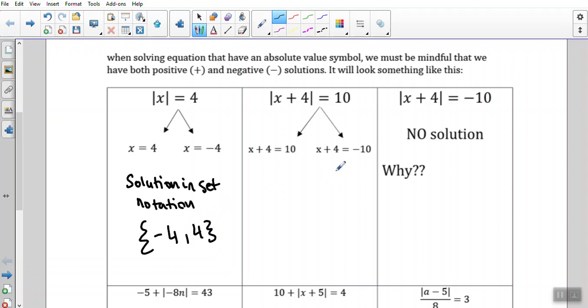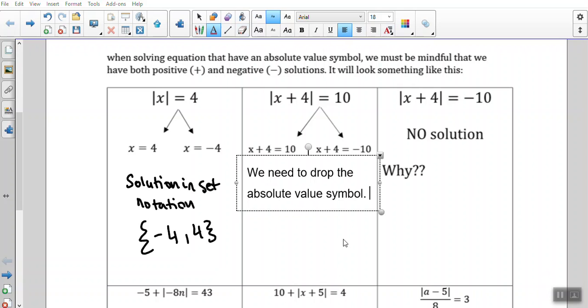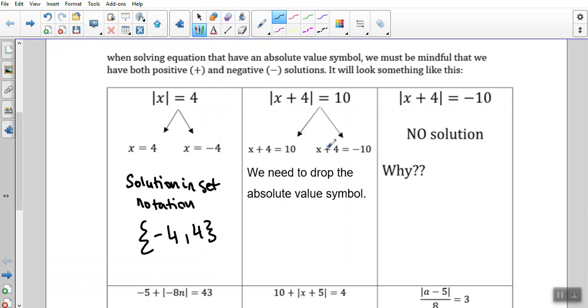Okay, so same thing here. We have the absolute value of x plus 4 equals 10. So we just split it. We say x plus 4 equals 10, and then x plus 4 equals -10. And this is the important part here. We need to make sure that once we split it, once we do the positive and the negative, we have to drop the absolute value symbol. Okay, I don't rewrite the symbols coming down here.